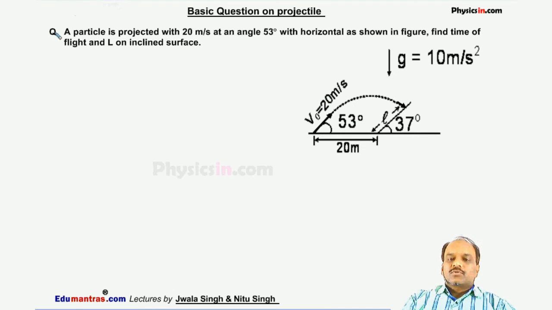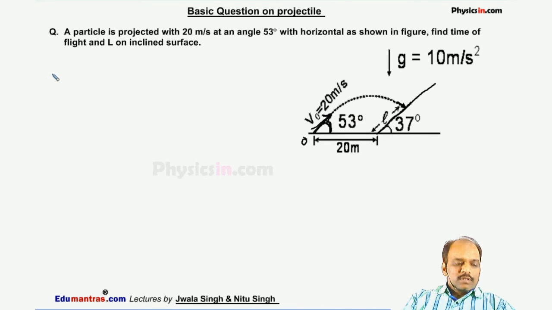See this question. A particle is projected with 20 meter per second at an angle of 53 degree. This angle is 53 degree. This speed of projection is 20 meter per second with horizontal. Find the time of flight and L on the inclined plane. This particle falls on an inclined plane which is situated at a distance of 20 meter from the point of projection. So we have to calculate this distance at which the particle will strike this inclined plane, if this inclined plane makes an angle 37 degree with the horizontal.